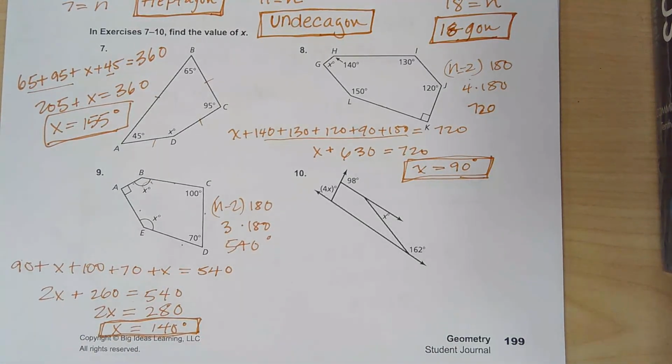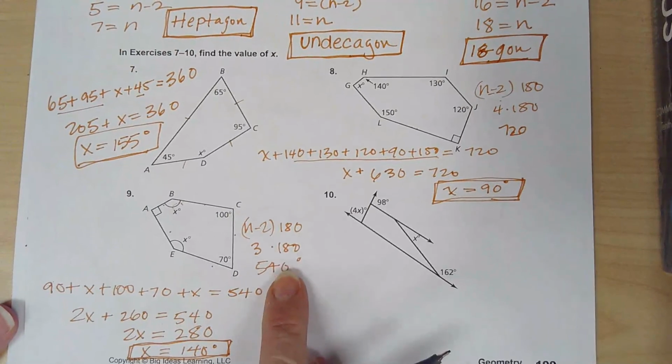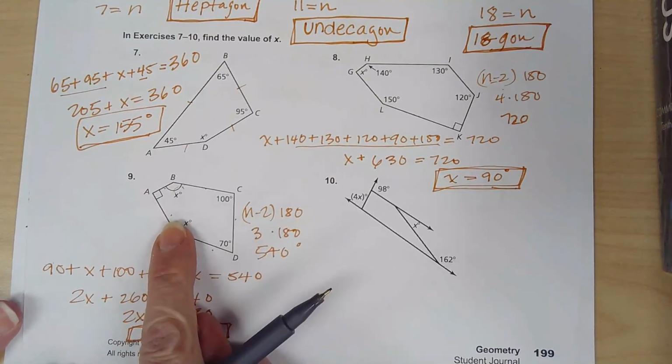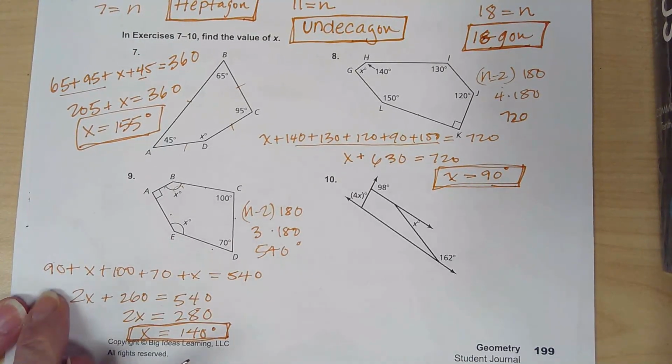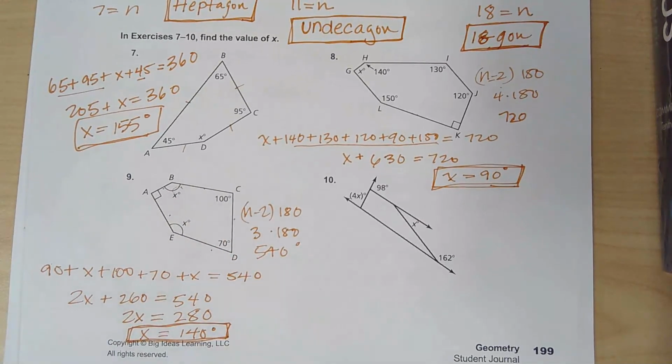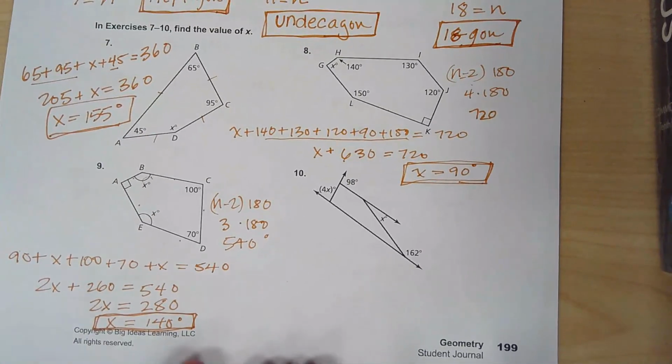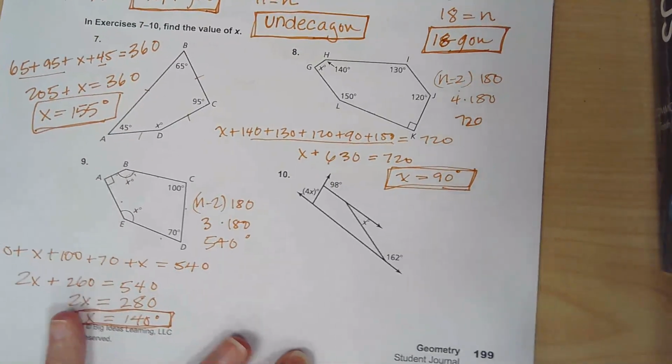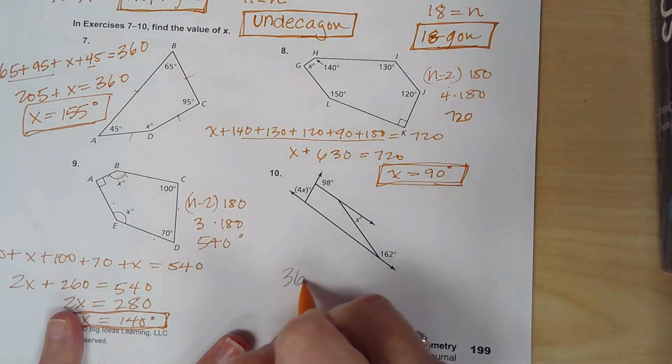So you can see how this is a two-step problem, right? I figured out the sum of the interior angles based on the number of sides first, and then I added up all of these angles, set it equal to that number, and solved for x. Watch number 10, because it's a little different, right? We are doing exterior angles this time. And that was kind of an easy one. We don't have to worry about what the polygon is, the exterior angles add up to 360.